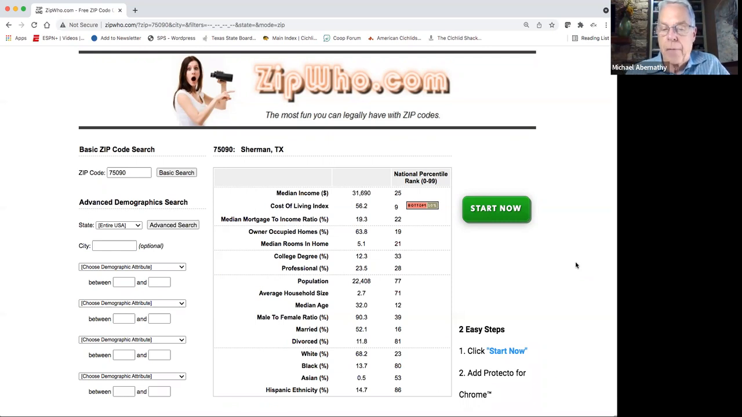Then we get down to the race demographics. And again, I want to say this as politely as I can, but the higher the white population, the more utilization of dentistry you're going to find. In Texas, which this is Texas, it's not unusual to see a 12 to 16, 17% Hispanic population. Now, in this case, it's 68% white, 13% black, 14% Hispanic, hardly any Asians there.